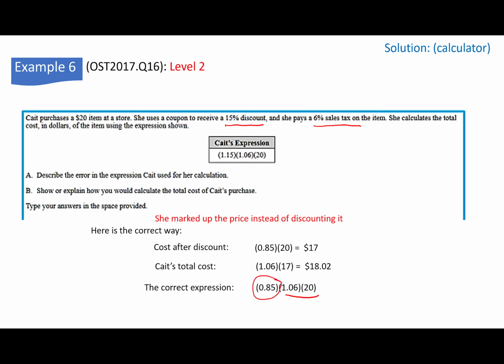So I put 20 before here. You can understand it better. 0.85 times 20. So that will give you the sale price. And then times 1.06. You understand it this way is better, okay?